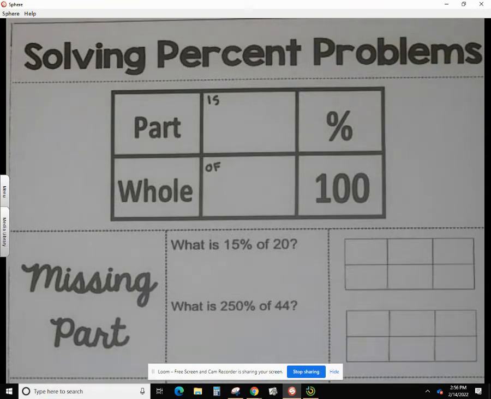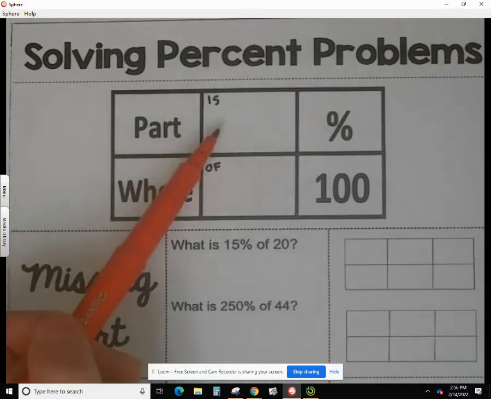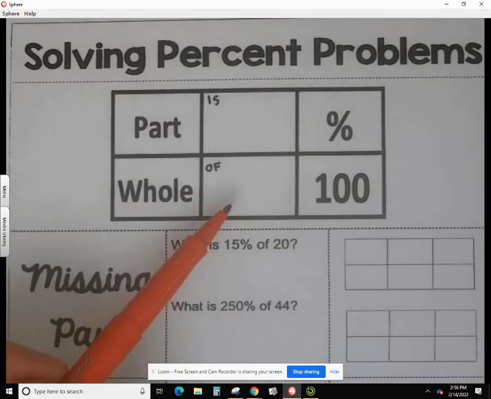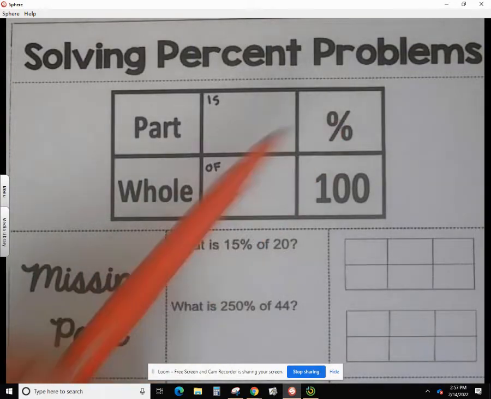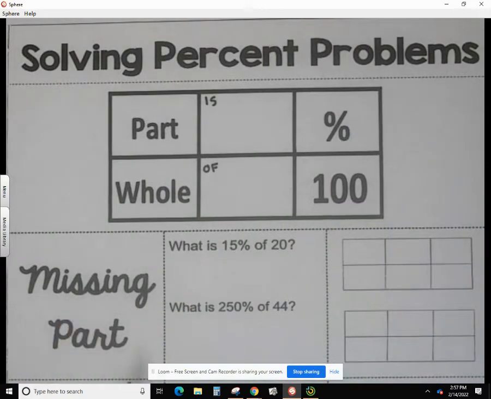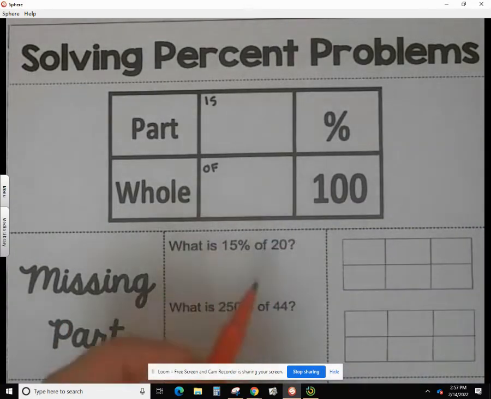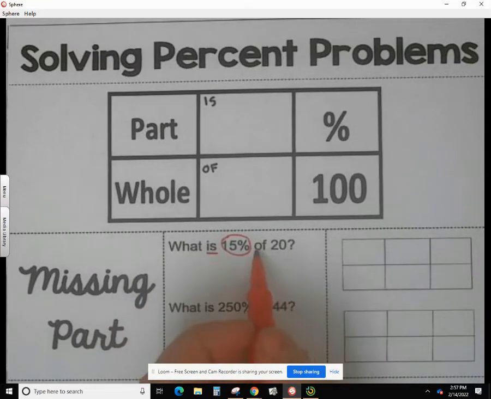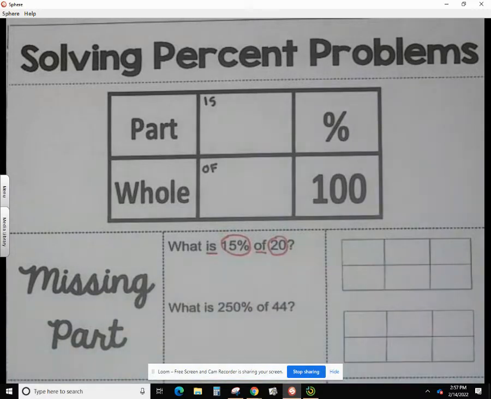So there are 3 types of percent proportion problems, and it depends on what you're missing. You might be missing the part, the whole, or the percent. We're going to start with number 1, which says, what is 15% of 20? So we don't know the is number. They gave us the percent, 15%, and then it says of 20, so 20 is the whole, it's the of number. We're looking for the part.